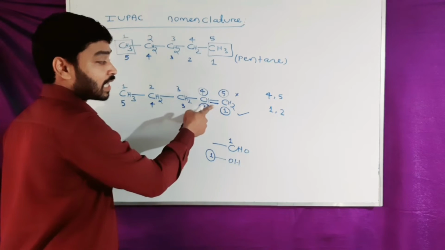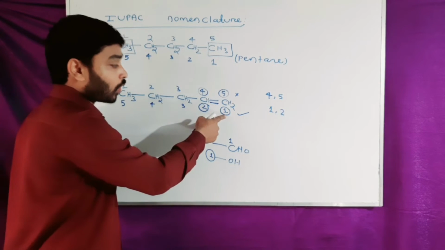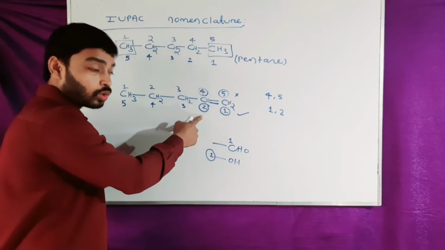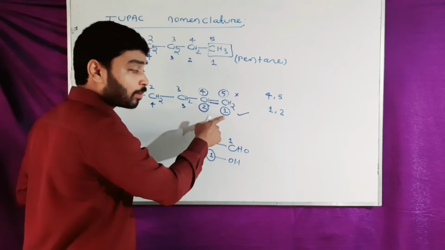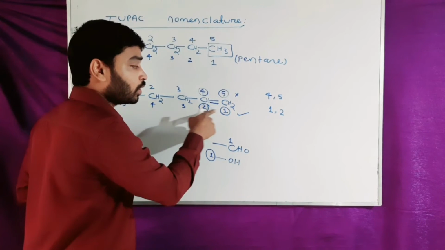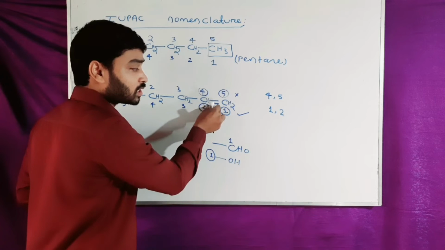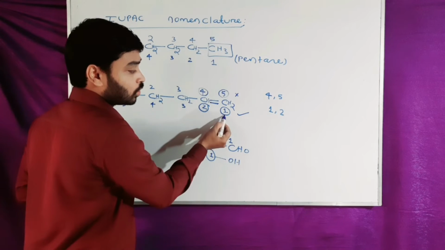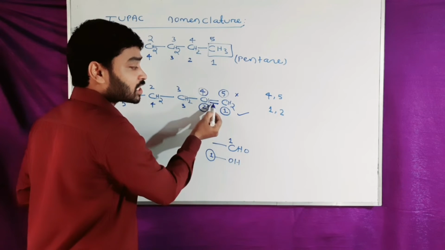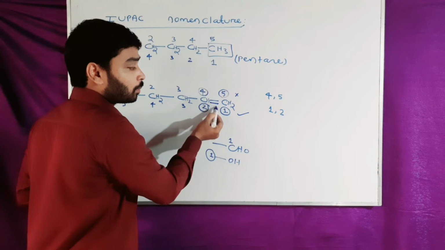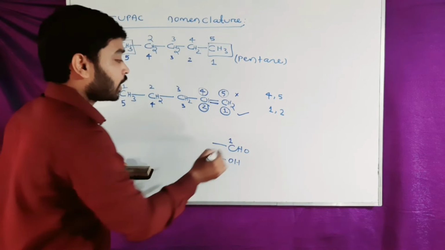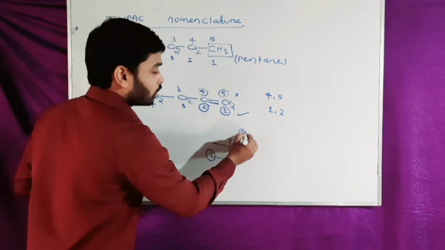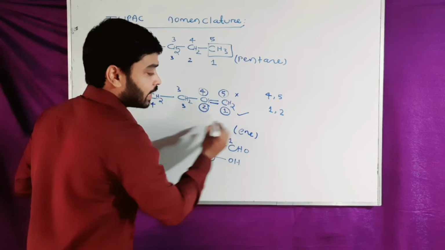So in this case, the alkene is located between the 1 and 2 carbon. So the number 1 will be used, the minimum locant, that is here the 1 and 2 carbon possess the double bond. The lower locant will always express that the functional group is present between the 1 and 2 carbon. So alkene is expressed by the ending, that is ene.